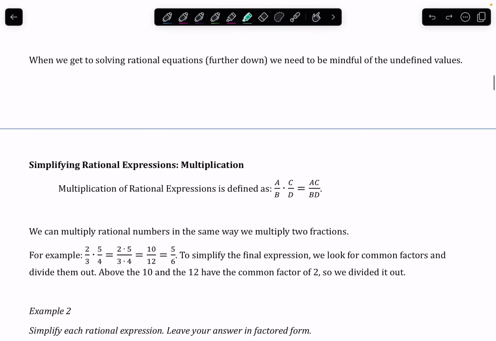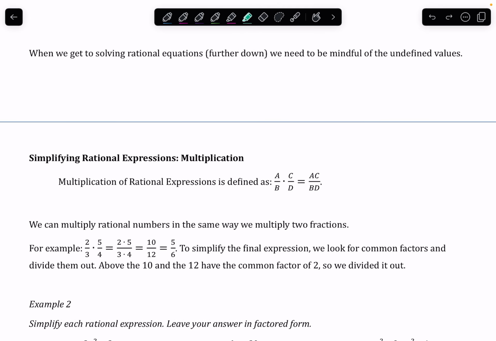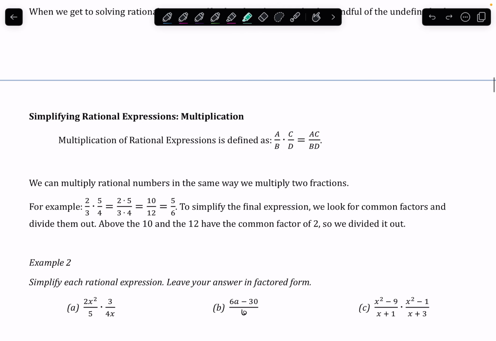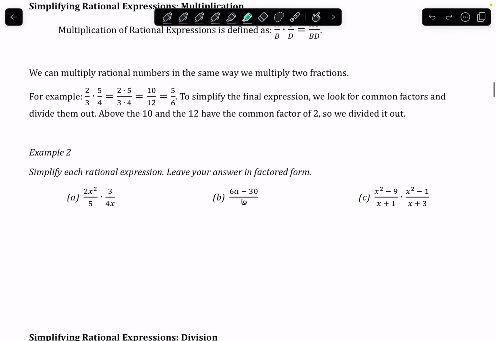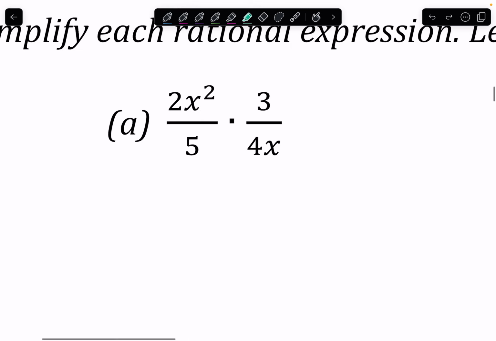All right. Simplifying rational expressions, we're going to do both multiplication and division, and then we will do addition and subtraction. So simplify each rational expression, leaving your answer in factored form. First one here, we've got 2x squared over 5 times 3 divided by 4x. Essentially we're going top times top, bottom times bottom. These are all individual terms, so we can just multiply the numerical values together.